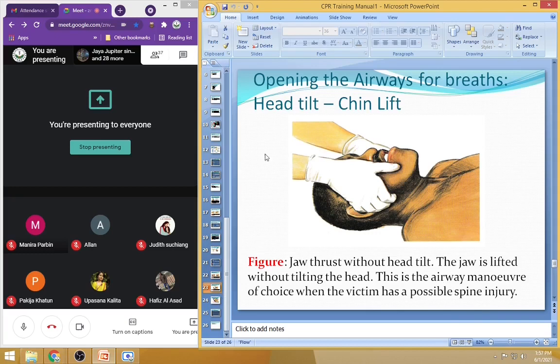In case of spine injury, as we discussed in the previous slide, the head, neck, and torso should be aligned. We should not move unnecessarily. Otherwise, it will lead to spinal injury, and then the person will go into paralysis. Understood? So for that purpose, we will not put pressure on the spinal area by pulling the head down, but you will use this jaw thrust method.